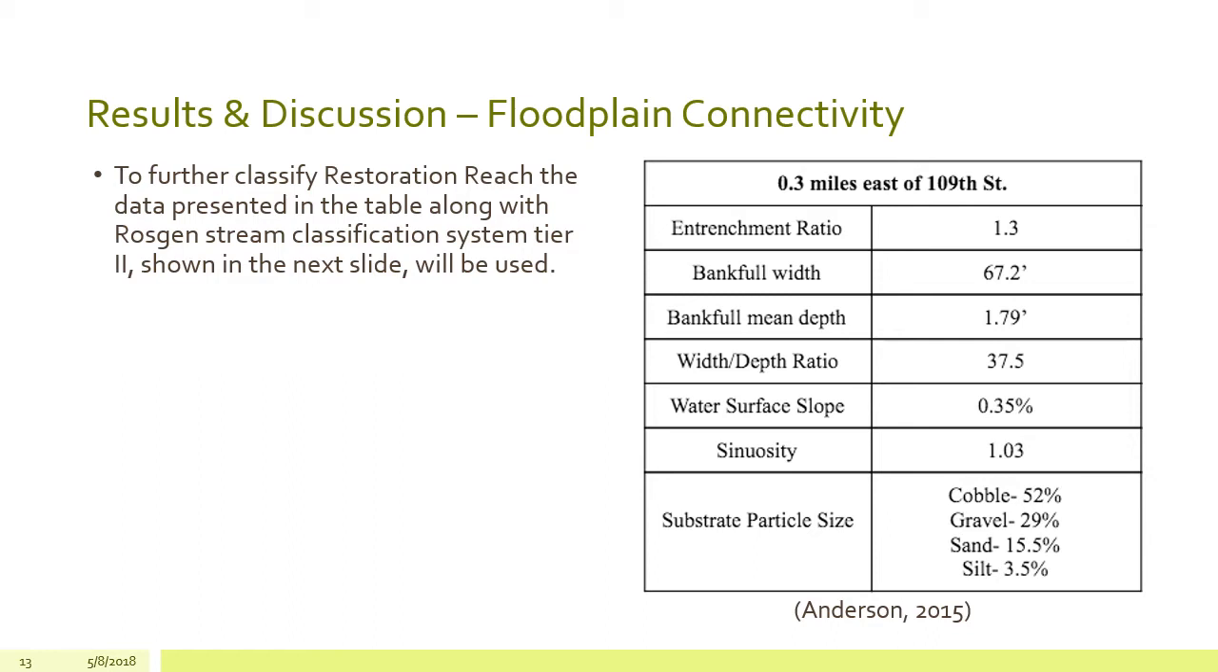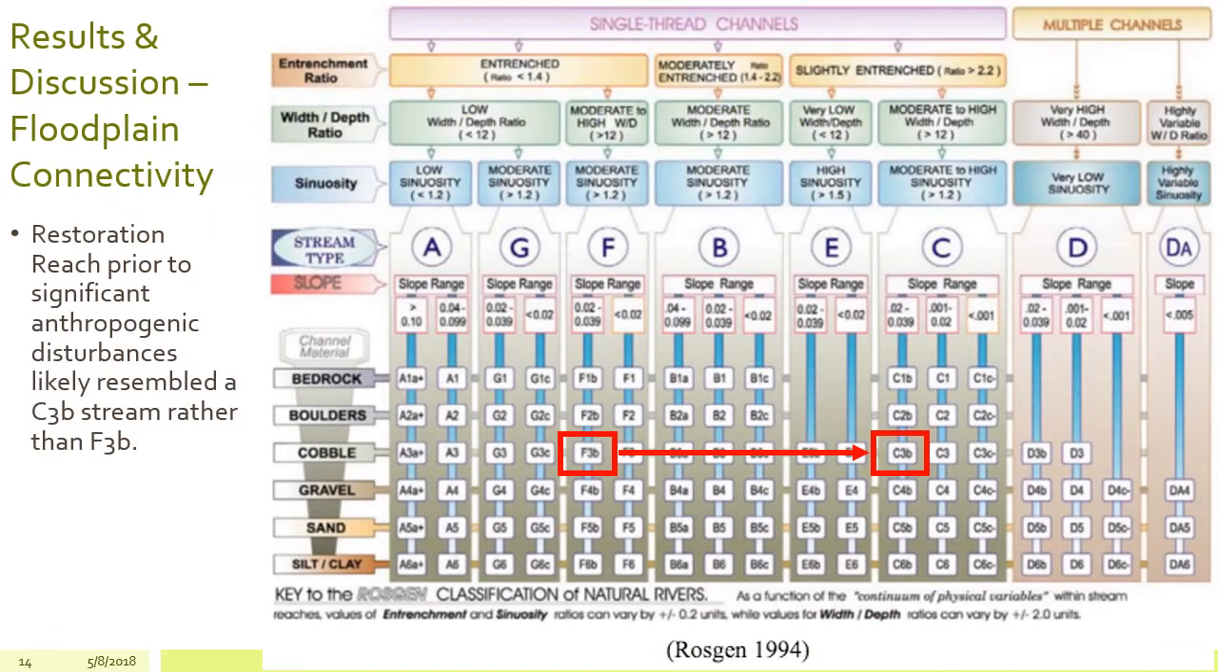The water surface slope was 0.35%, sinuosity was 1.03, and then they found a substrate particle size distribution of 52% cobble, 29% gravel, 15.5% sand, and 3.5% silt. So after reviewing entrenchment ratio data, width to depth ratio data, sinuosity, slope, and channel material, we can tell that Restoration Reach currently resembles an F3B Rosgen stream.